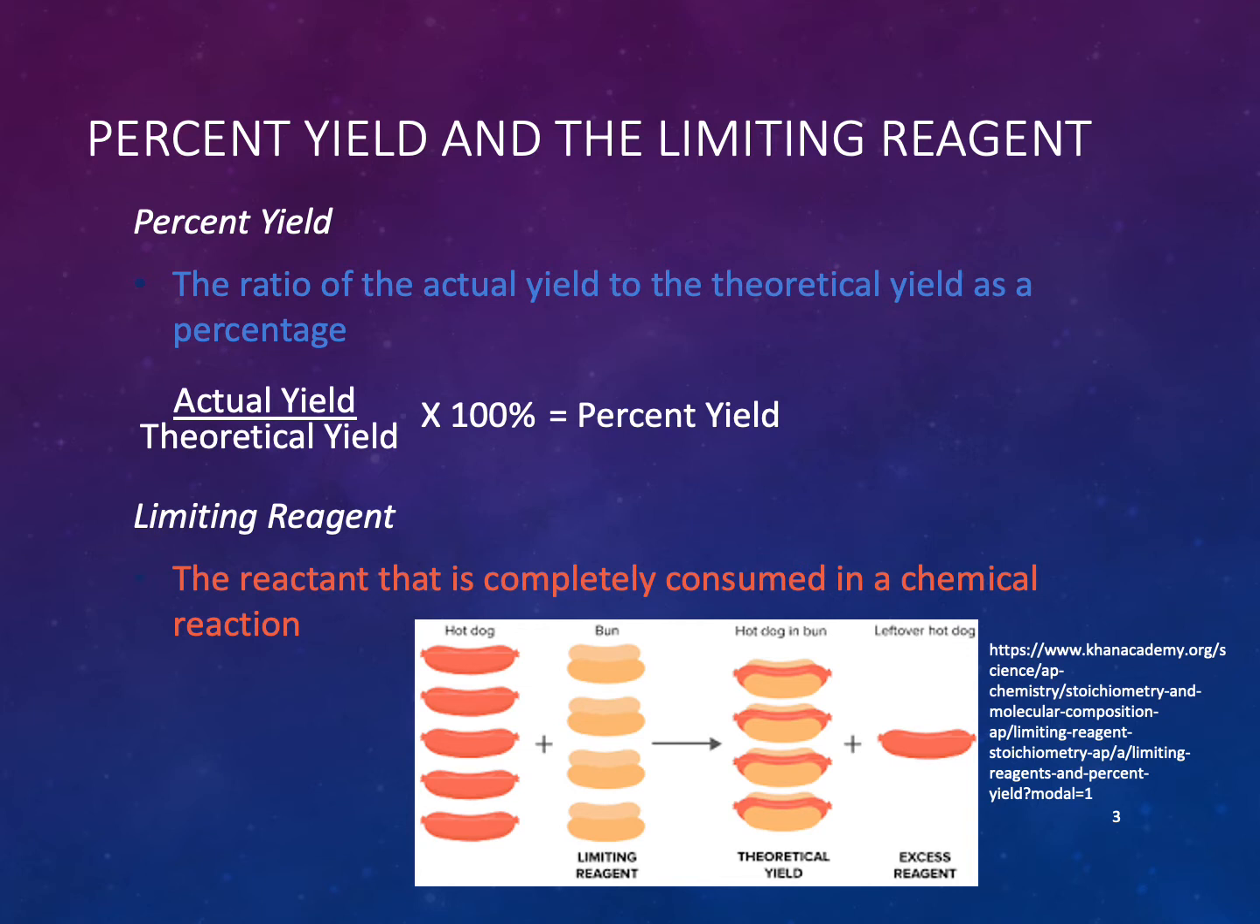And then for the limiting reagent, it is the reactant that is completely consumed in a chemical reaction. And then in the diagram, as you can see, I provided below, there is an example using hot dogs and buns as the reactants, and you can see that the buns are the limiting reagent because it results in having fewer in the theoretical yield, and then leaving the hot dogs as the excess reagent.